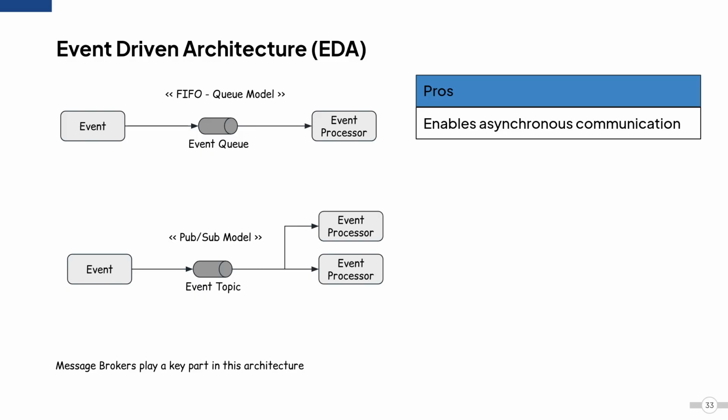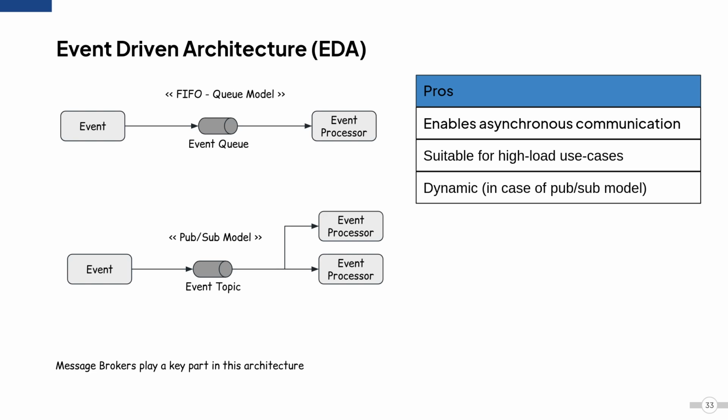So the publisher can just publish information without knowing who the subscribers are that are getting my messages and so forth. That's why it enables asynchronous communication, suitable for high load use cases where the events will be kind of fire and forget, right? You just fire and forget about what happens with that particular event. And it's suitable for high load use cases.